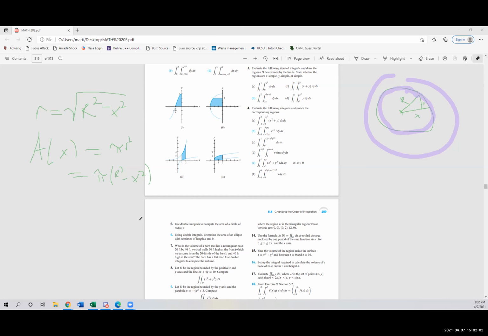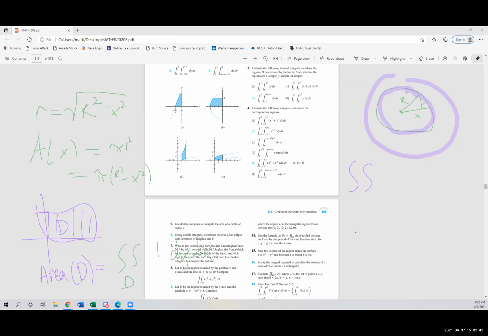The problem asks for the area as a double integral. So they want you to write a double integral. By the way, let's say you just have some region D. What's the formula for the area of D as a double integral? It's just the double integral over D of dy dx. Yeah, okay, so that's the type of thing they want for this problem.